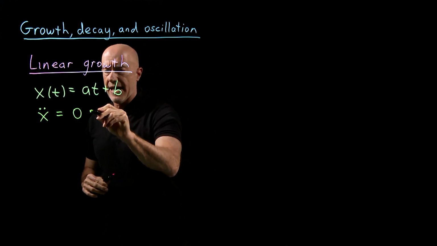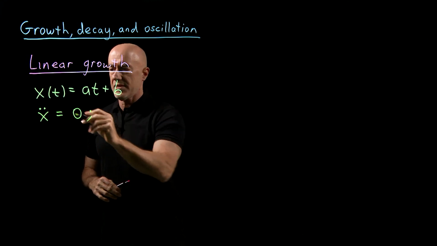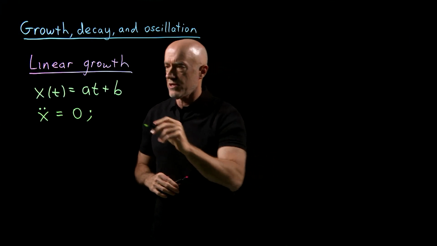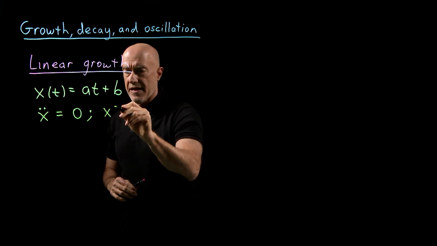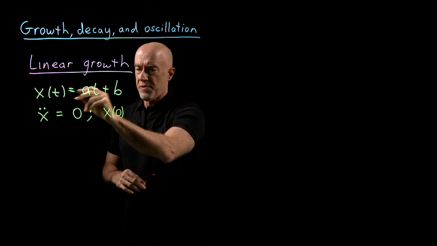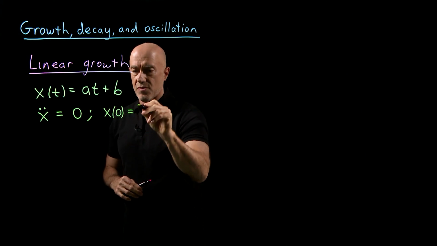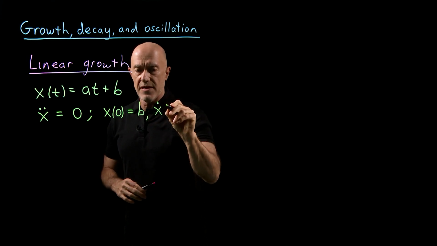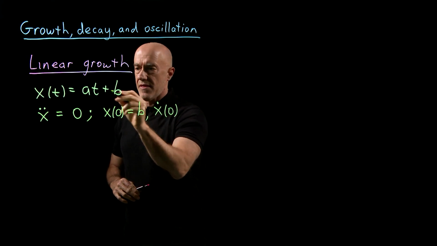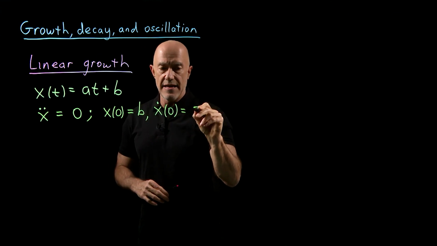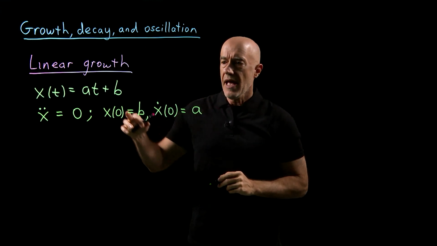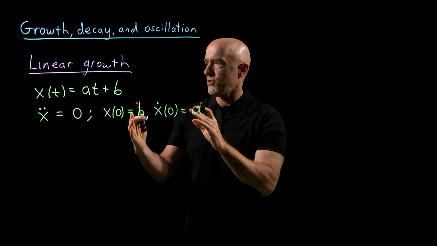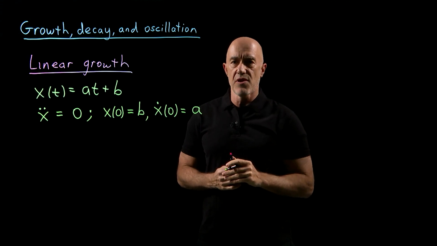To get back x of t, we would need initial conditions. A second-order differential equation needs two initial conditions. Here we see that x of 0 would be b, so we would assign that b as an initial condition, and the first derivative at t equals 0 then would be a, so we would assign that a. And that would be the differential equation and two initial conditions to give us linear growth.